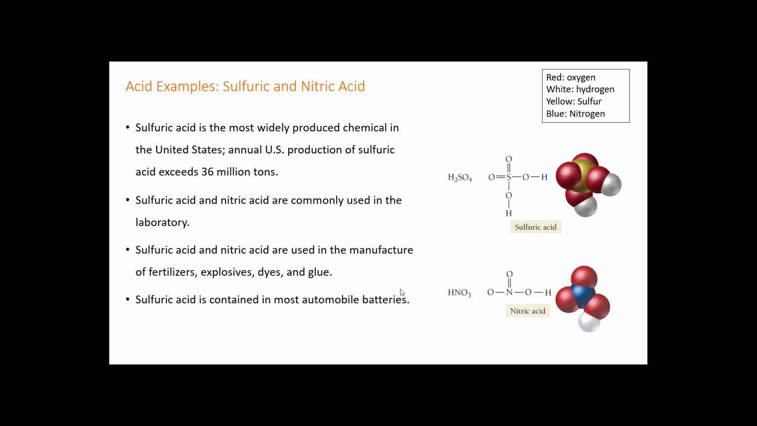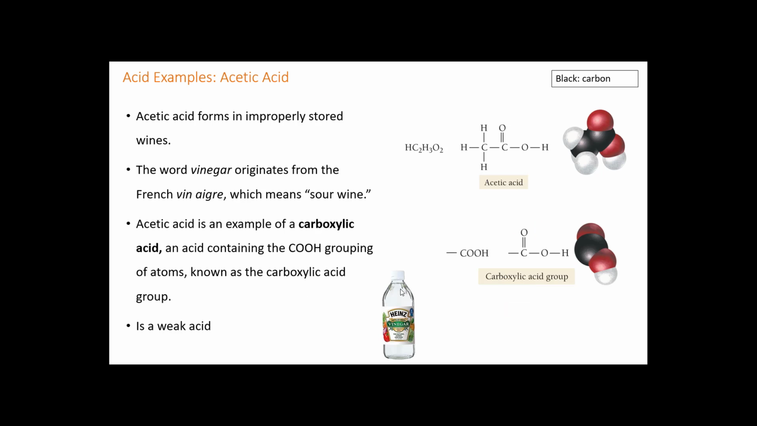Other examples of acid are sulfuric and nitric acid. Sulfuric acid is what is contained in most automobile batteries. And it's actually the most widely produced chemical in the United States. I did not explain about myself, but I work in a lab and we work with sulfuric acid a lot.